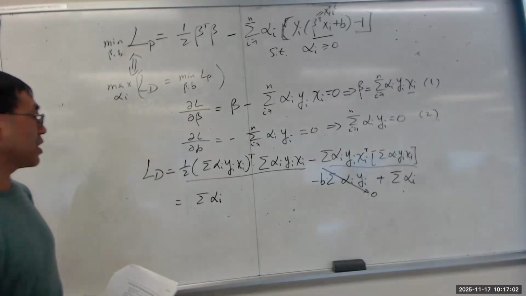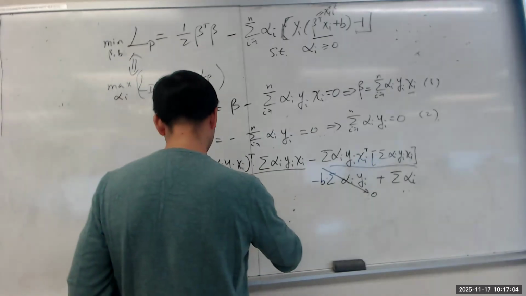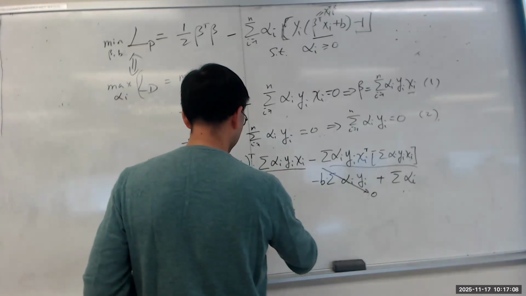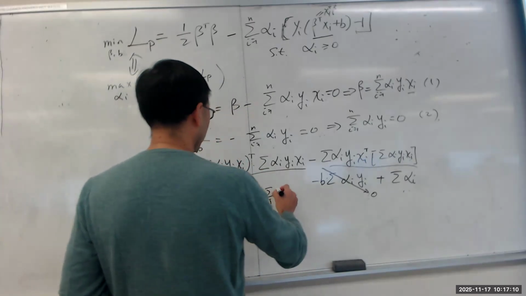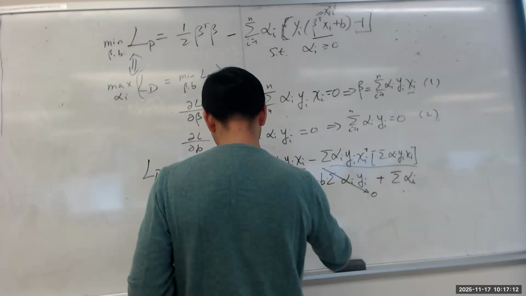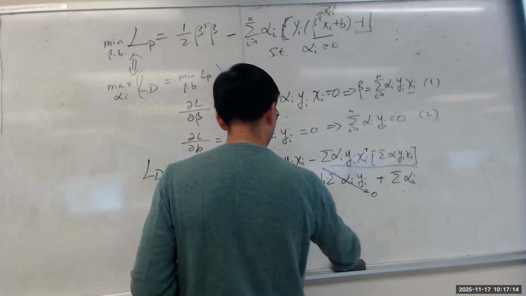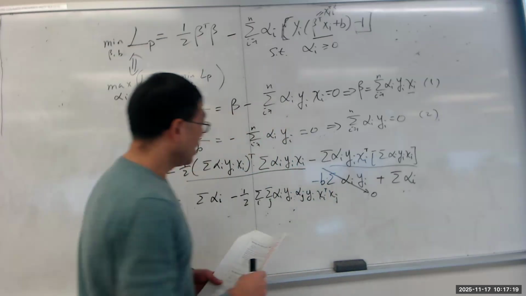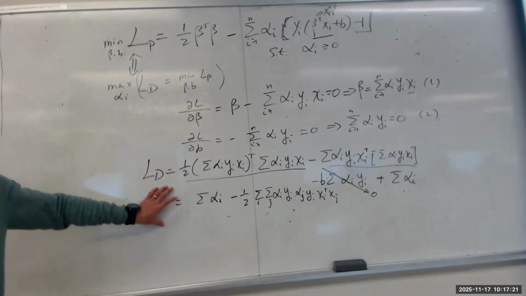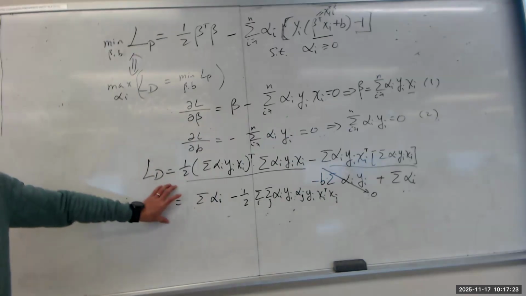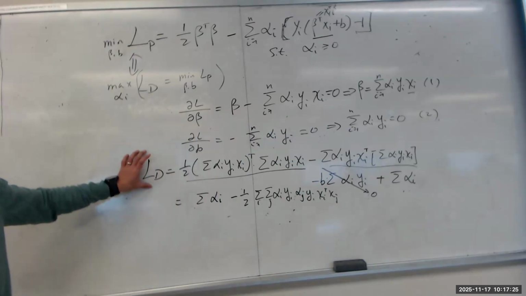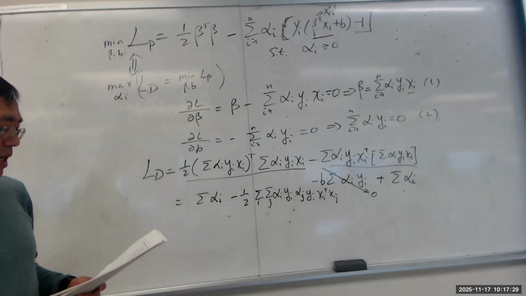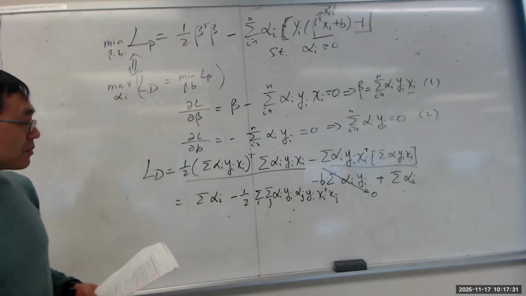Then it becomes minus half times a double summation over i and j of alpha_i y_i alpha_j y_j x_i transpose x_j. So the dual function can be simplified into this.